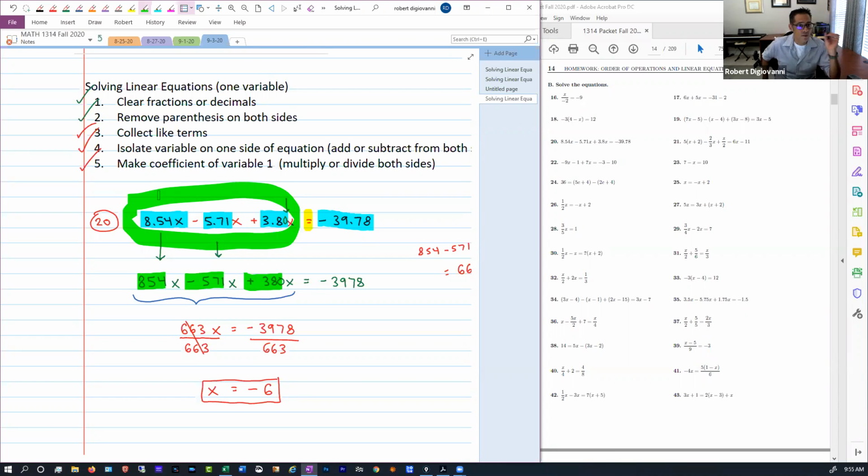The answer is yes, you can do it that way. This is more about showing you the process of clearing fractions and decimals, in this case decimals. I want to show you the procedure, that's all. So if you want to not do that and work with decimals, that's fine. You're allowed to have your calculator, so I guess you could, right? And it wouldn't make any difference. So on the test, I don't care which way you do it.